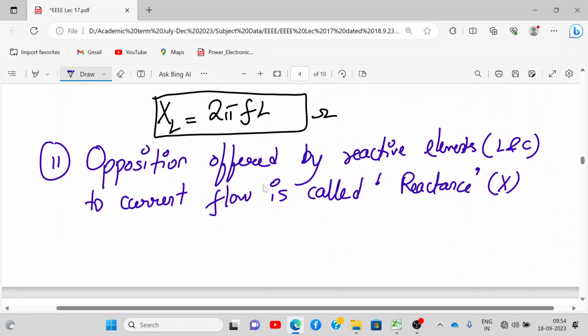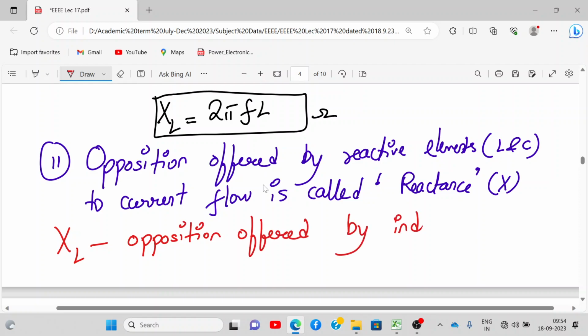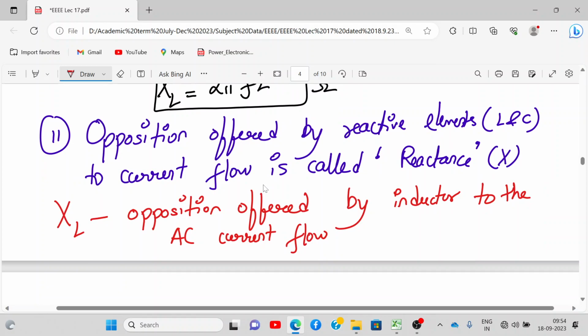So what will be XL now? How will you define XL? XL is the opposition offered by inductor to the AC current. Got it?